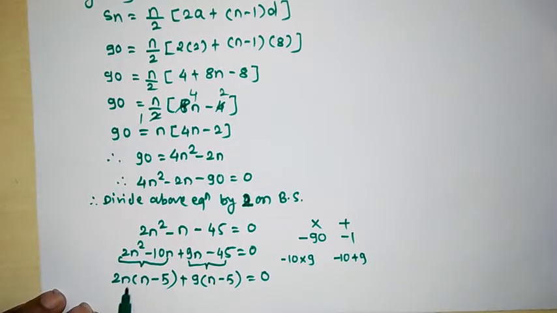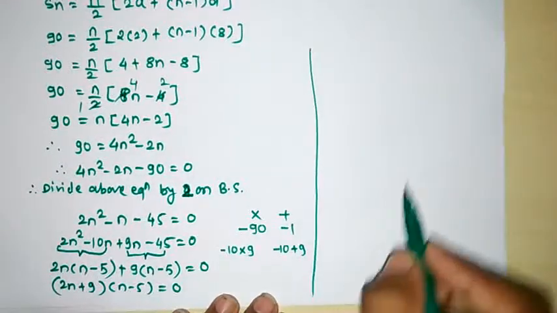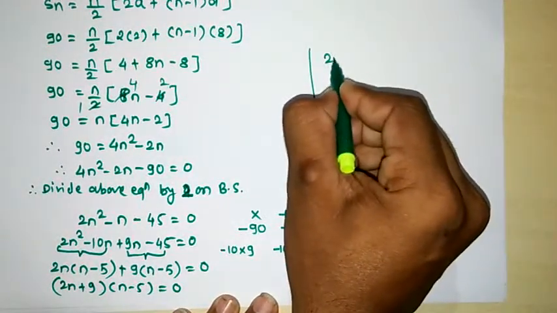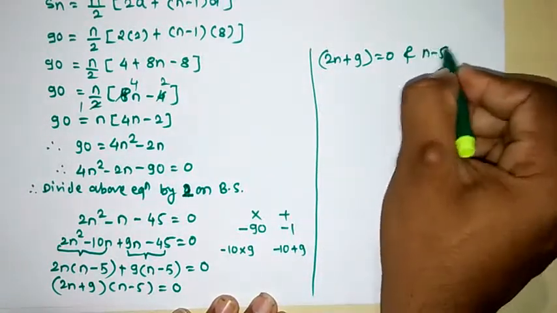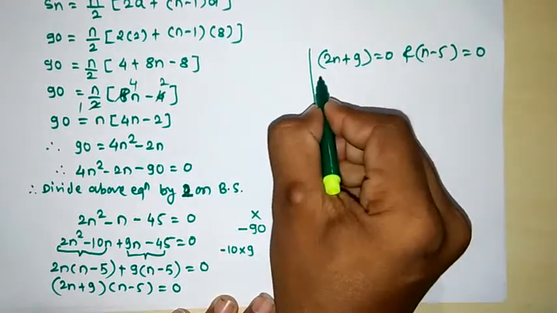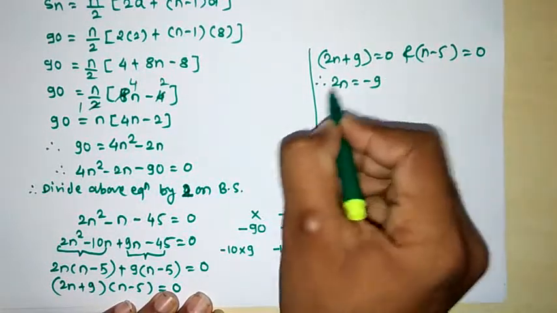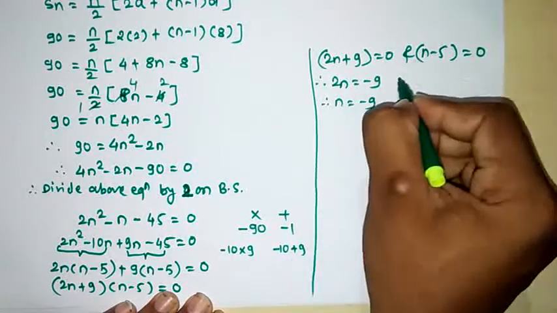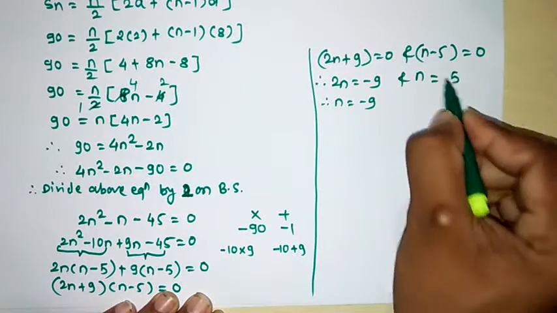Now write 2n plus 9 in one bracket, and n minus 5 in another bracket, and equate 0. I will solve here. See here. Now equate each bracket with equal to 0. Therefore 2n plus 9 is equal to 0 and n minus 5 is equal to 0. Therefore now send this 9 towards right hand side. Therefore 2n is equal to minus 9. Therefore n is equal to minus 9 by 2. And send this minus 5 towards right hand side, it will become plus. Therefore n is equal to 5.